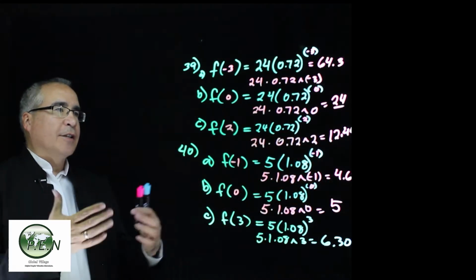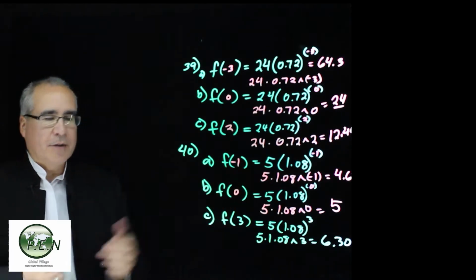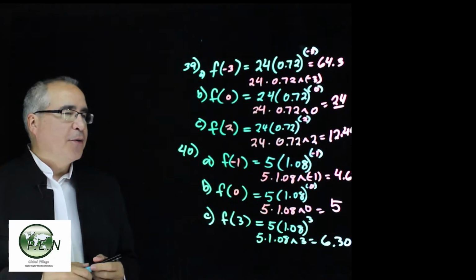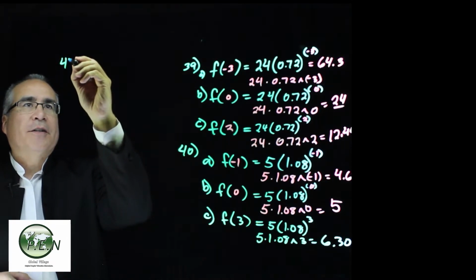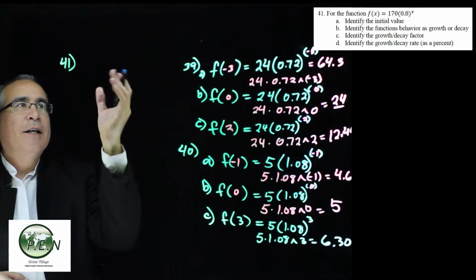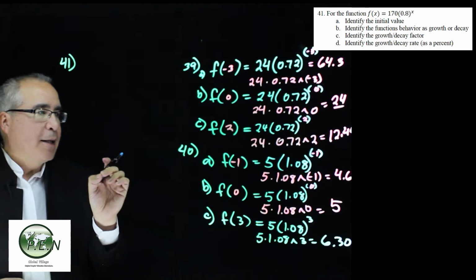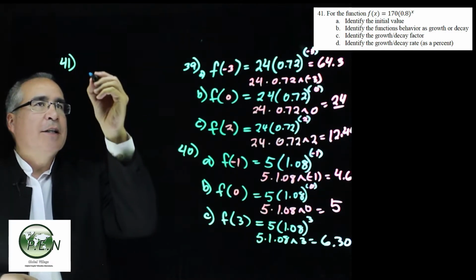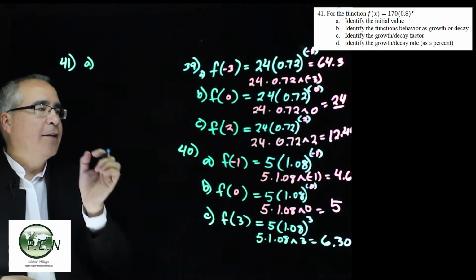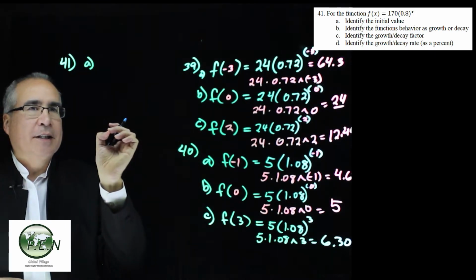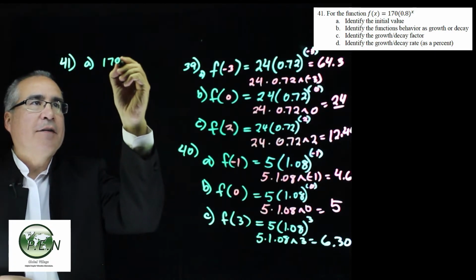What we're going to do now is look at a series of questions that give us the exponential equation and ask us to identify some aspects or features. So 41 here, we're given f of x equals 170 times 0.8 to the x, and they want the initial value. Initial value, just like we were looking at, is always that number in front of the factor. So it's going to be 170.